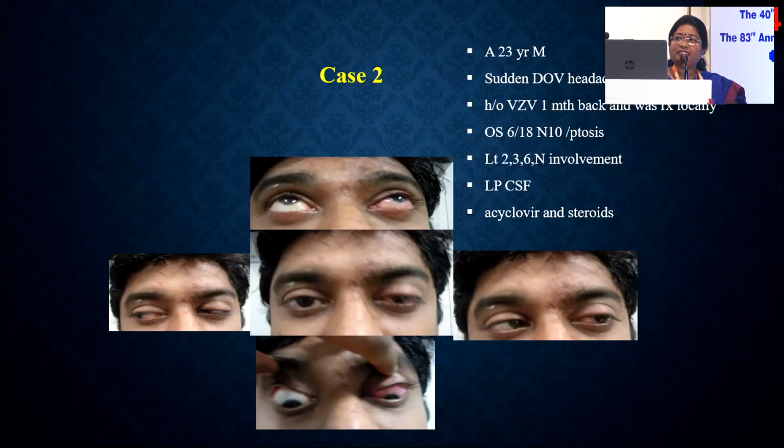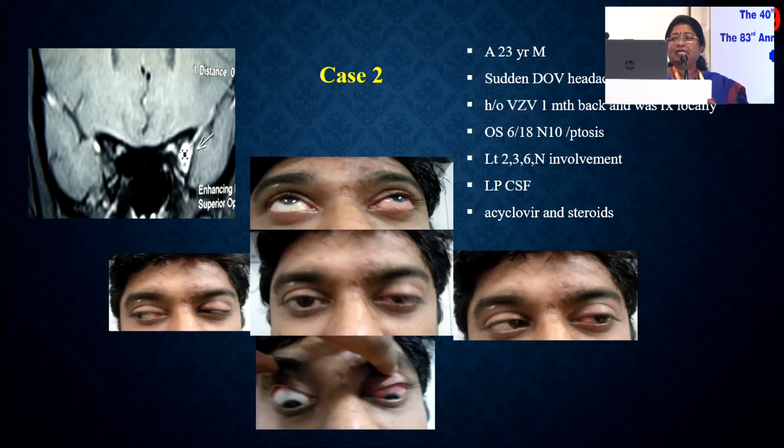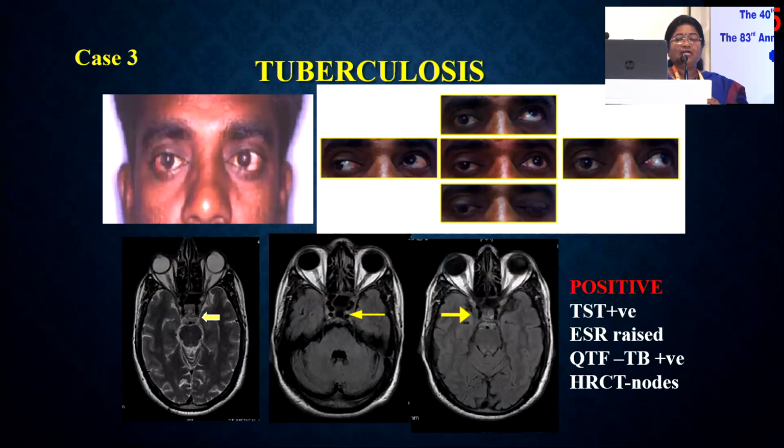And this is a 23-year-old guy who had a history of headache with diplopia and ptosis following a zoster infection. You can see the scars on his forehead and the nose. He developed a sudden redness, after which he developed movement restriction and vision loss, and we found a lesion in the cavernous sinus. That guy responded well to antivirals. As I said, TB is something we have to watch out for in our part of the world.